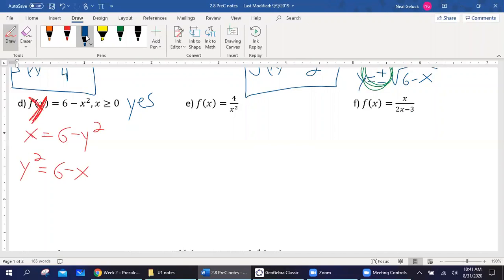You'd square root. I don't need to worry about the plus or minus because since I restricted x to be greater than or equal to 0, that means the inverse is also going to only be the positive. Actually, instead of writing y, I'll write the functional notation. F inverse is root 6 minus x.